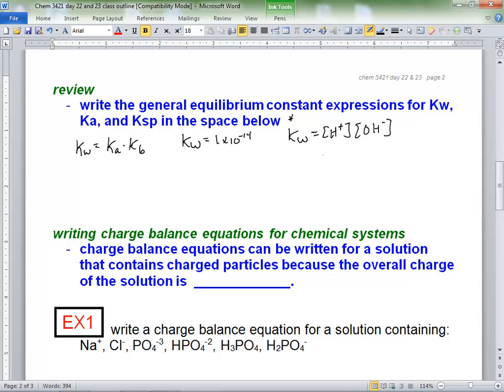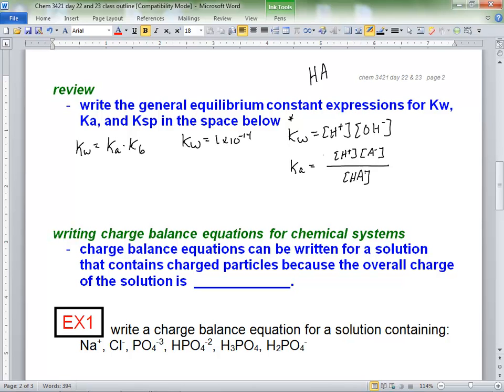Ka. Destiny, what was the general way that we wrote the Ka expression? I think we called our weak acid HA or something like that. And then Ka would be what over what? H plus, yeah. And then A minus, good. Okay. So being able to slap these down quick will make your life a little bit easier. That's how we write our Ka expression.